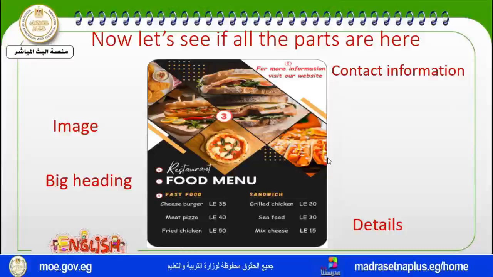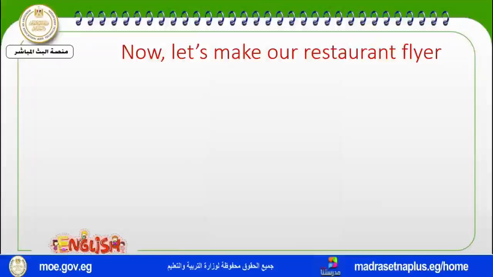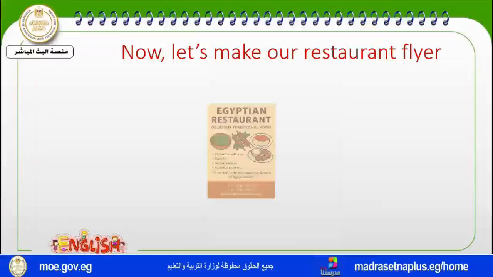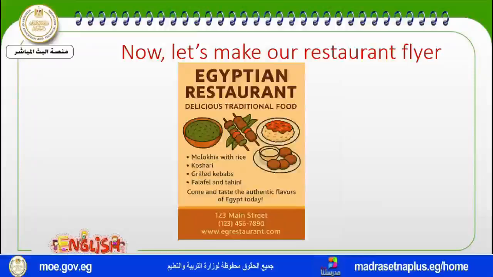So what are we going to do now? We are going to make our restaurant flyer as we did our favorite dish. And here's our flyer. It's a flyer about a restaurant called Egyptian restaurant. This Egyptian restaurant offers different delicious traditional Egyptian food. Can you see them here in the photo?